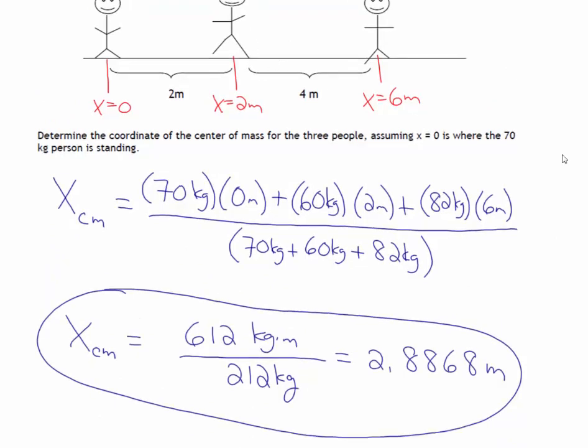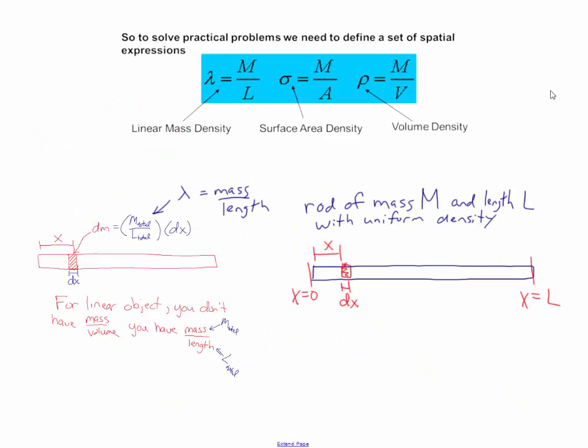So calculating the center of mass for individual objects is fairly straightforward, and you can do this for the x and y directions. If you have something on the x and y axis, you would do this for the x coordinate of the center of mass, and separately you would do it for the y coordinate of the center of mass. If we don't have individual point masses and we have mass spread out over 1 or 2 or 3 dimensions, we have to talk about mass densities.